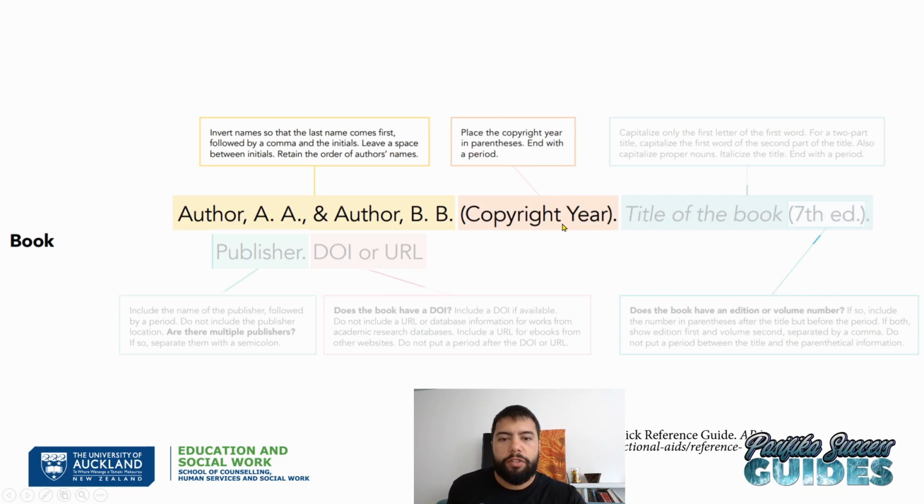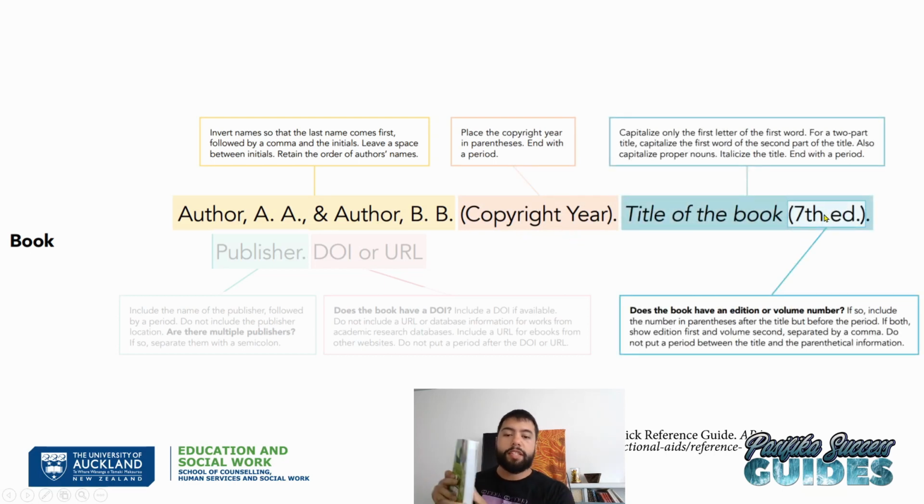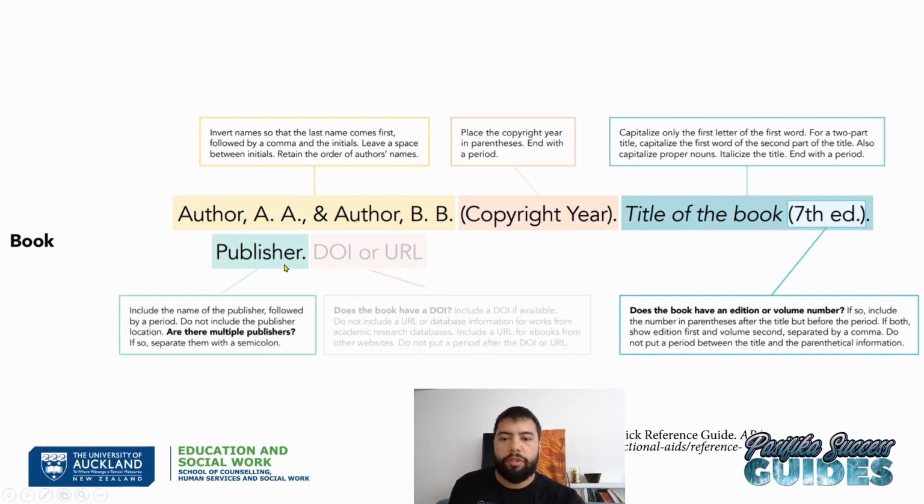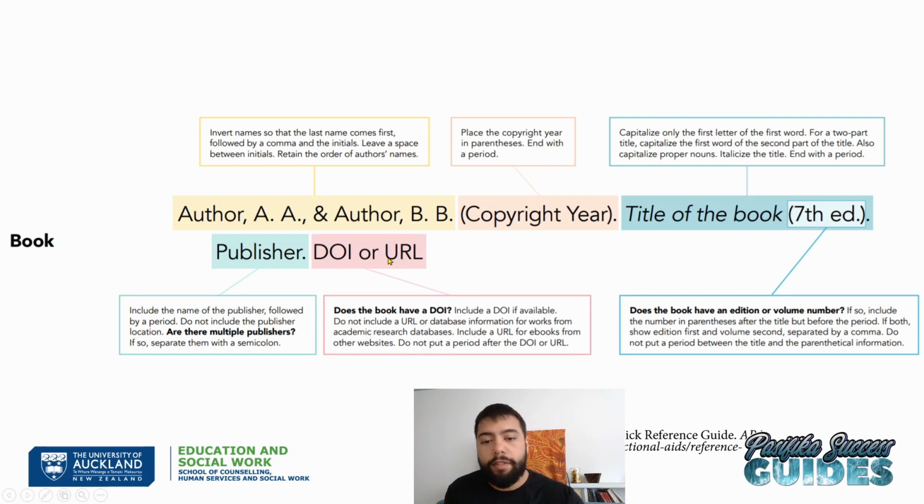The copyright year, just like we had before, the title of the book. You also include the edition number, so in this case, this would be second edition. The publisher, and then the DOI or URL. Okay, this last part isn't as important for books, but if you want to be super thorough, you can include that as well.